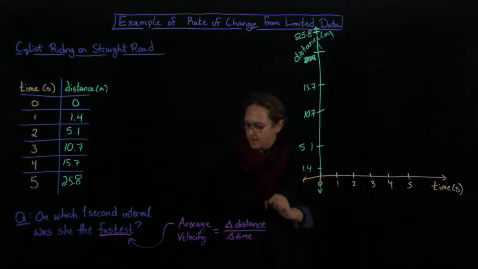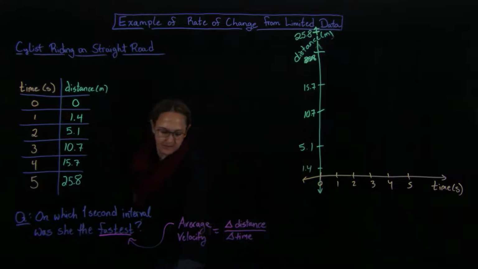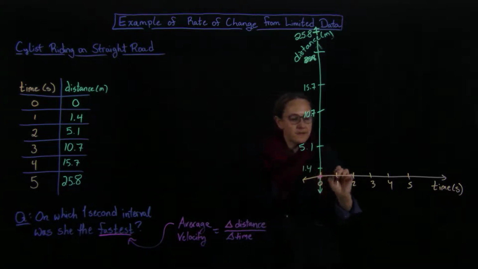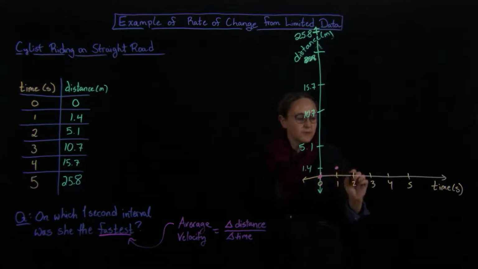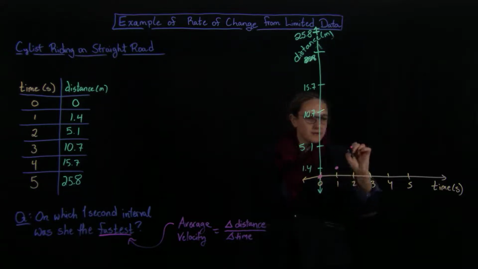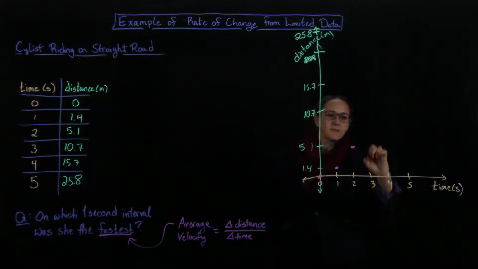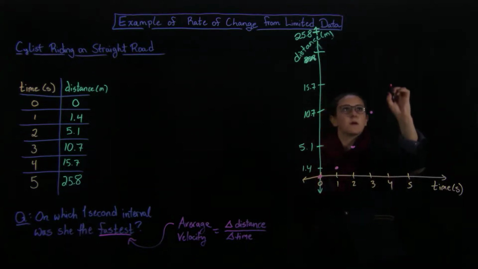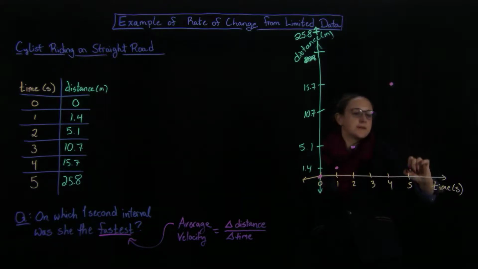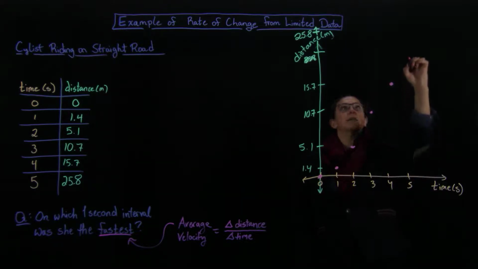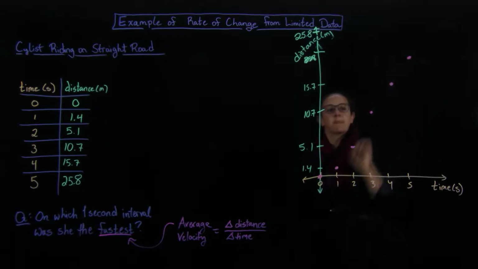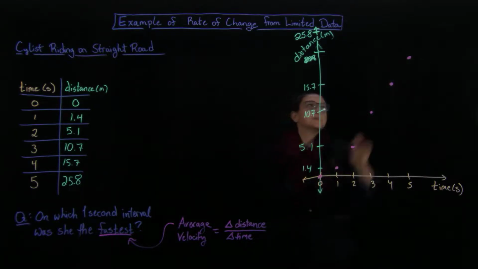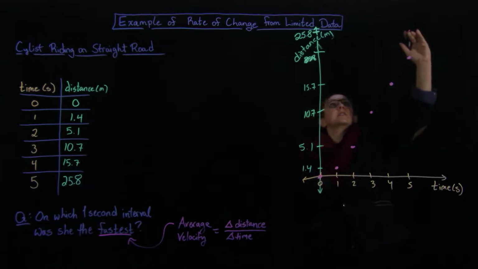Okay, so what are these points on here? We can go ahead and look at that. So we have 0, 0, we have 1, 1.4, we have 2, 5.1, we have 3, 10.7, we have 4, 15.7, we have 5, 25.8. Okay, and so what we can see, oops, this should be all the way up here.